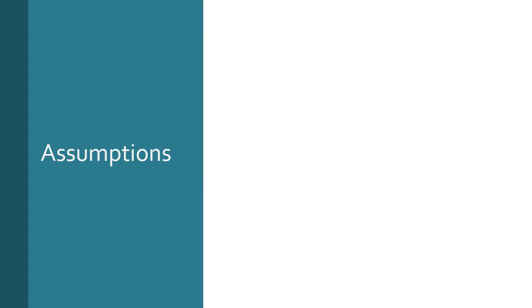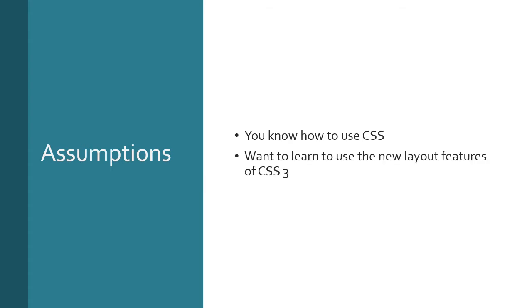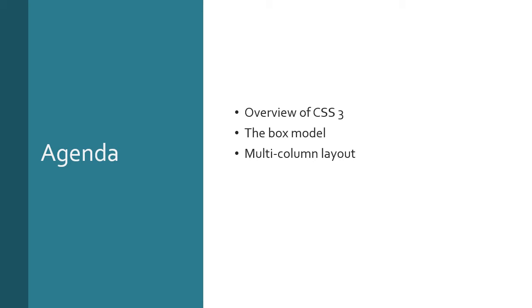My assumption for this course is that you already know how to use cascading style sheets, and you want to learn the new layout features that are available to you in CSS3. We're going to look at an overview of CSS3, take a look at the box model, multi-column layout, flexbox, and the grid layout. Let's get started.